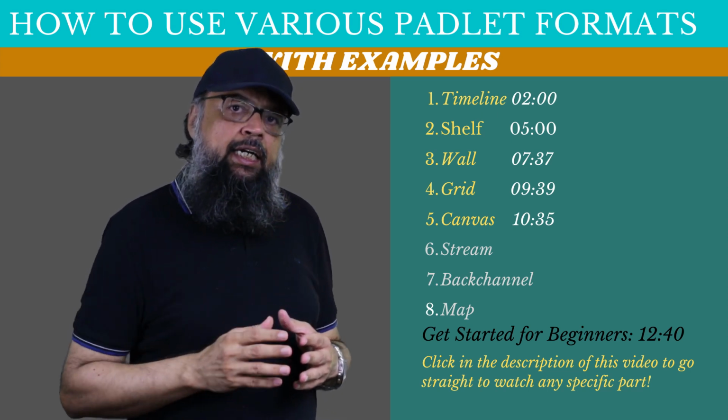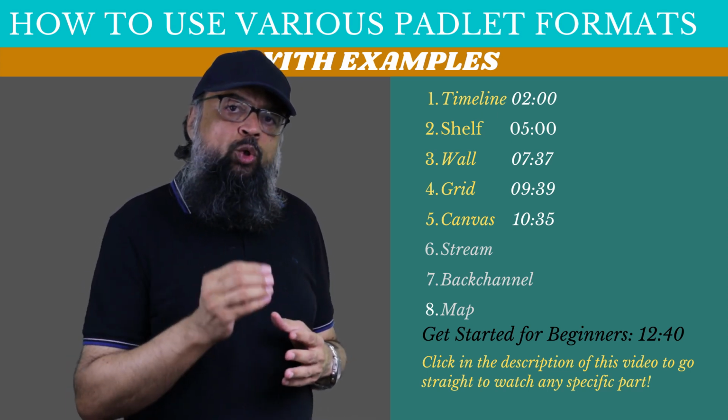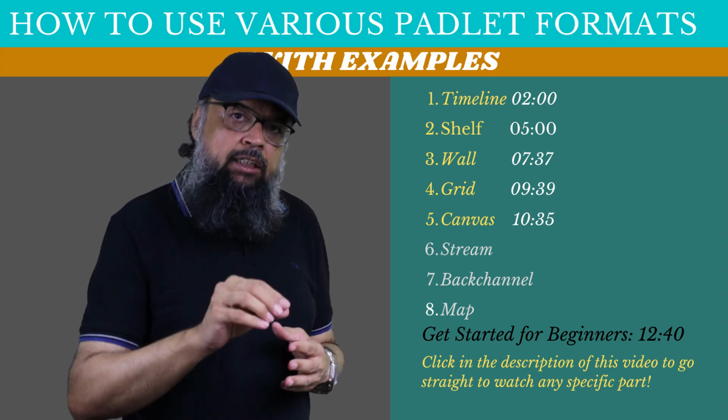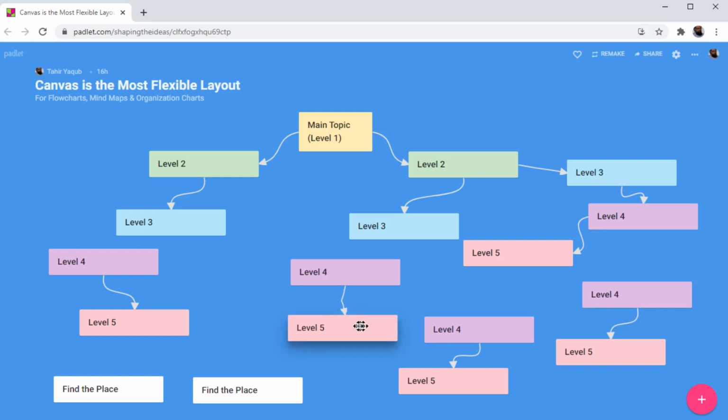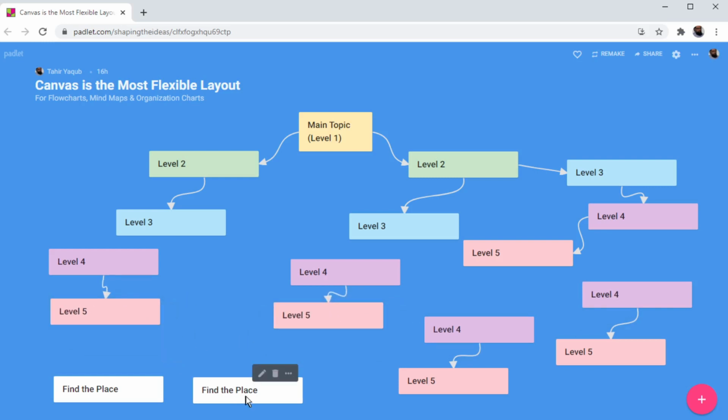But when you create this Canvas Padlet, you should put actual topics and their level in the hierarchy. For example, you will say main topic, level 1. This is the next heading, level 2. This is another heading, level 2, and so on.